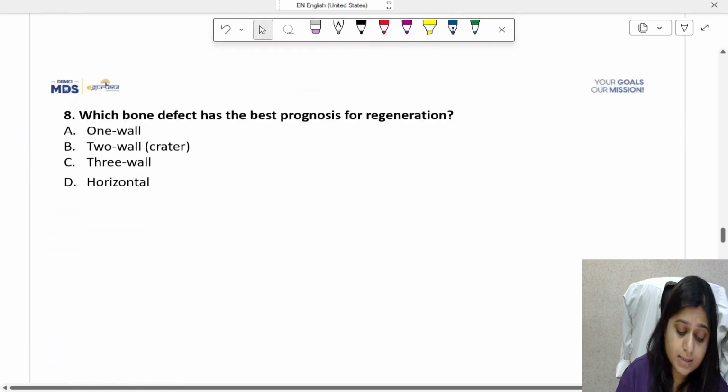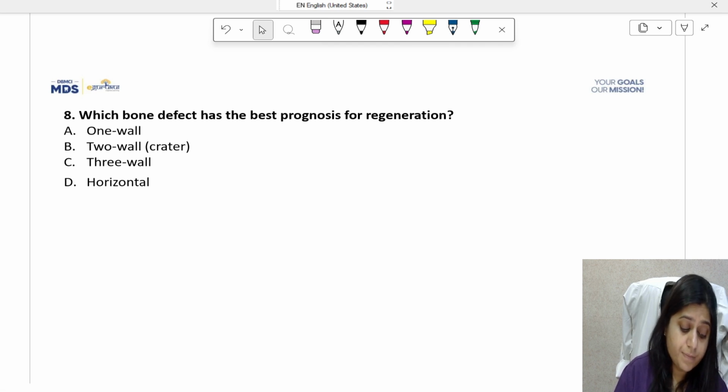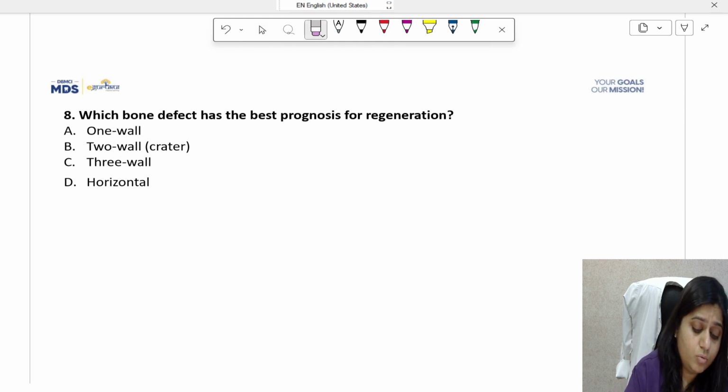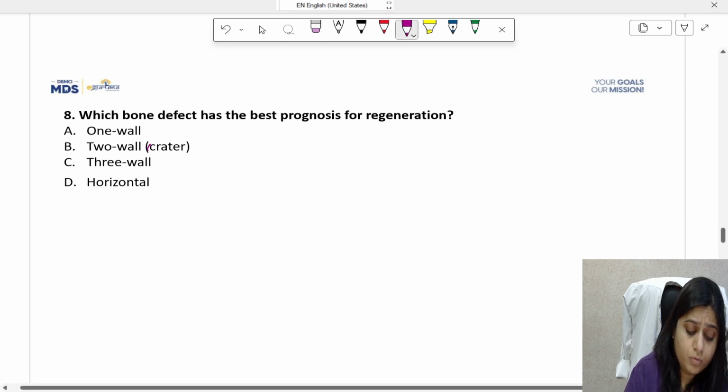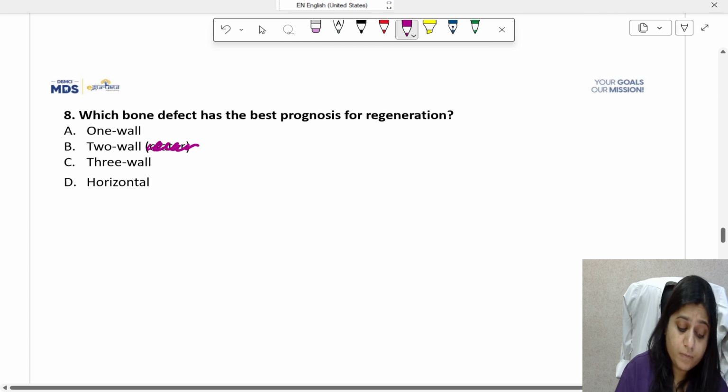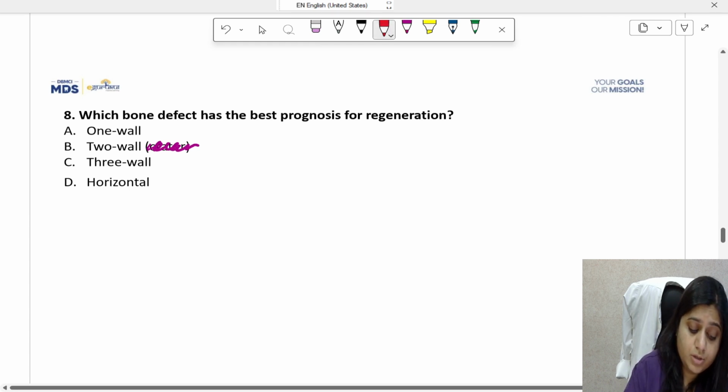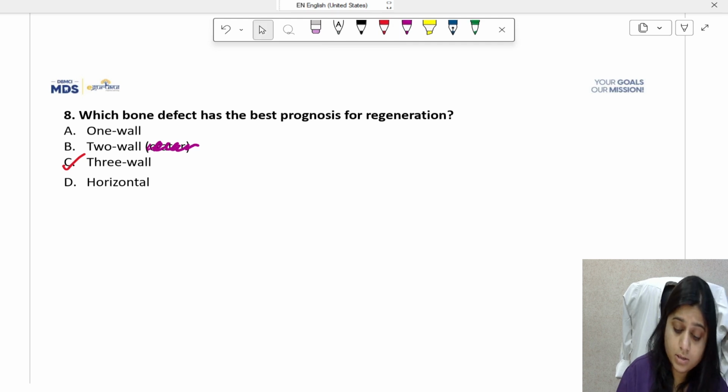Which bone defect has the best prognosis for regeneration? Option A is one-wall defect, B is two-wall defect, C is three-wall defect, and D is horizontal defect. Now here remember that a two-wall defect can be a crater, but a crater is not a type of vertical defect. So I'll not keep two-wall defect as crater. The defect with the best prognosis for regeneration is option C, which is three-wall defect.